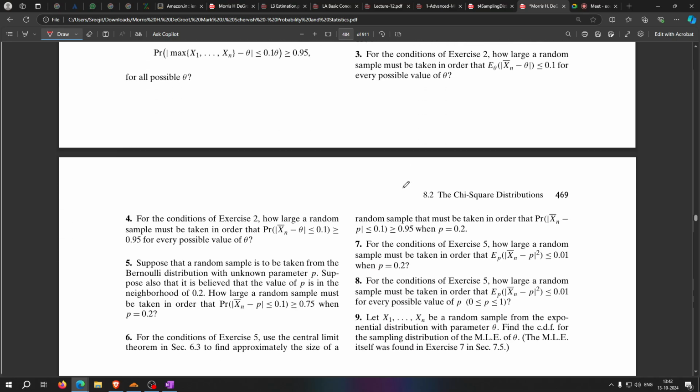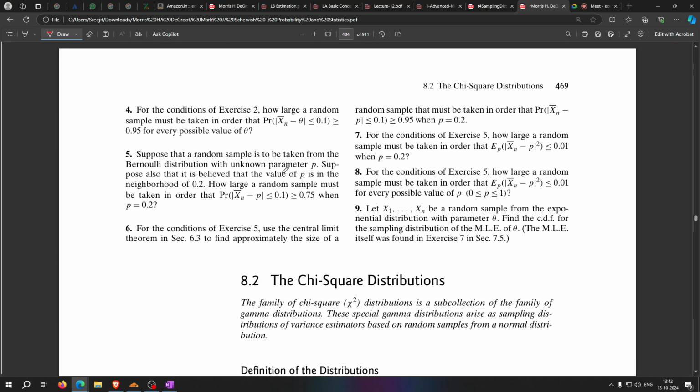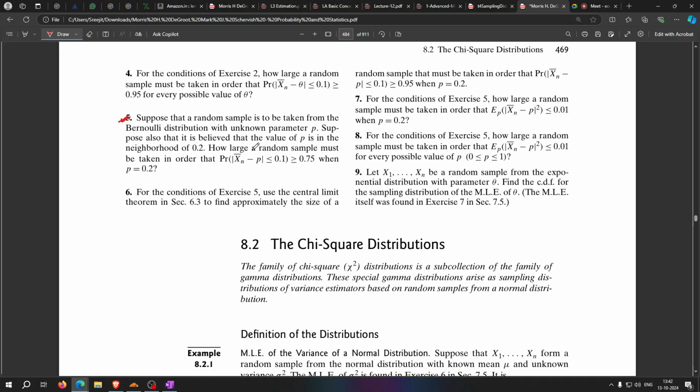So for instance, I'll just do one more, which I think is different, which is 5.5. They have said suppose that a random variable is to be taken from a Bernoulli distribution with parameter p. Suppose that it is believed that p is in the neighborhood of 0.2.